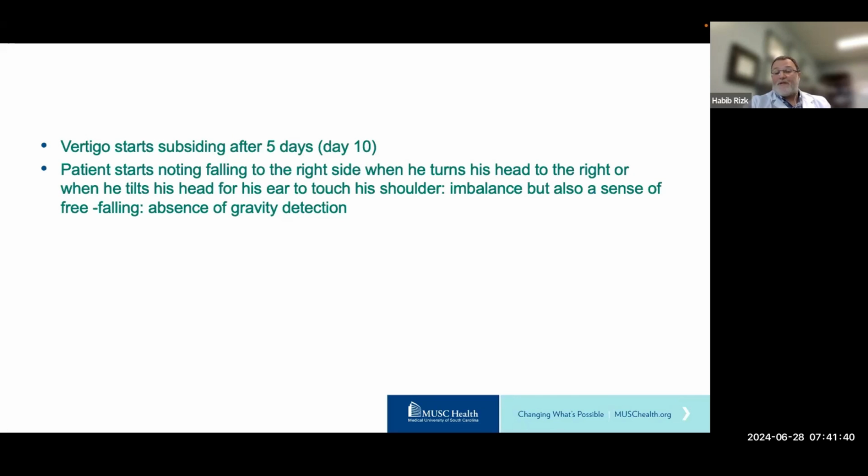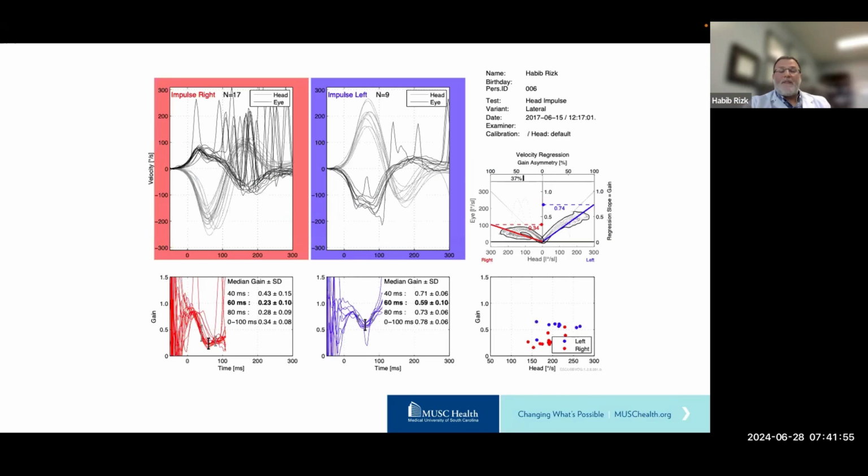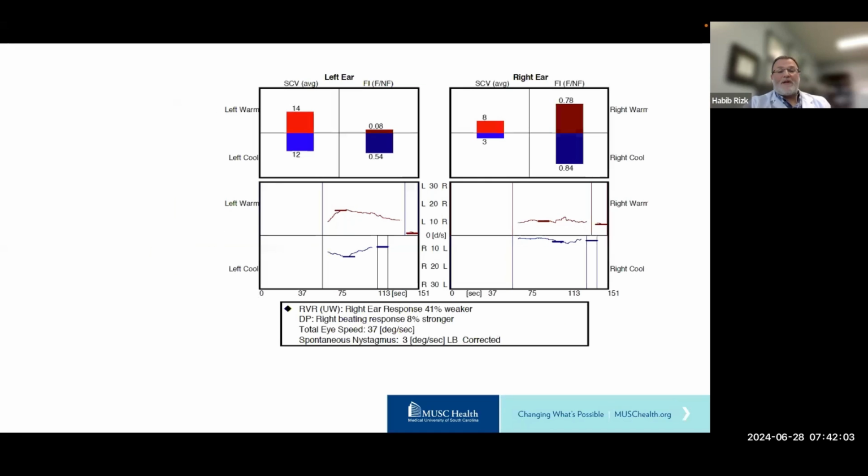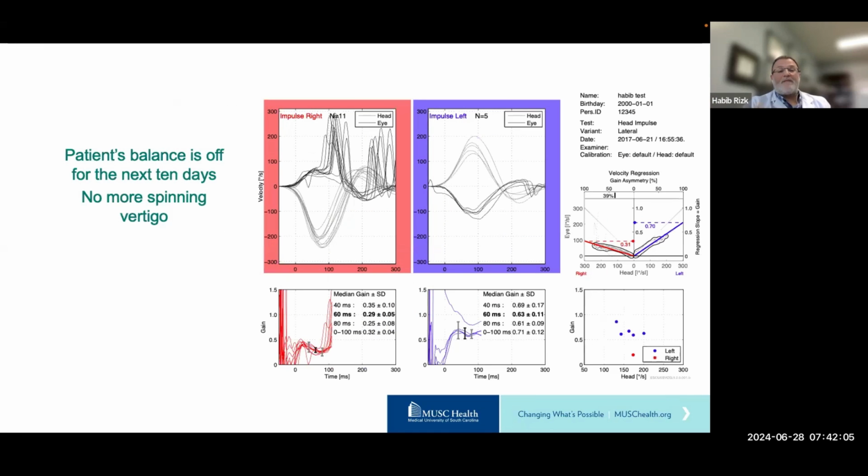After 5 days of bad vertigo, it started to subside, and I started noticing more utricular symptoms, a sense of free falling whenever I tried to tilt my head to the right or left, because the utricle was no longer detecting my tilt away from the vertical. And this is how the head impulse test looked at that time, with a gain down to 20% and completely asynchronous saccades. And the recovery happened slowly.